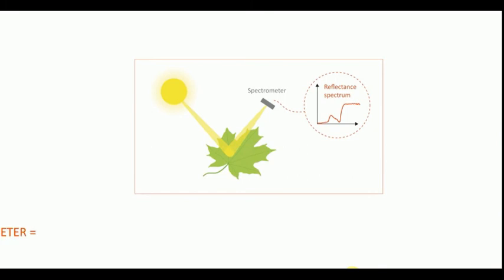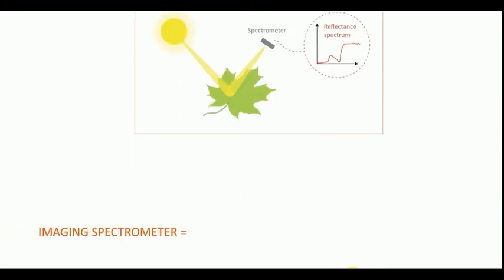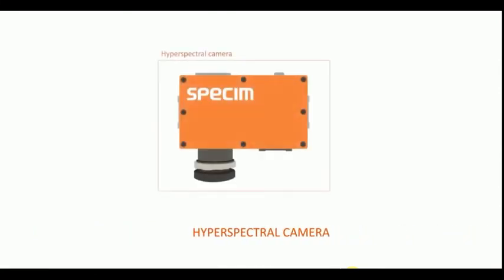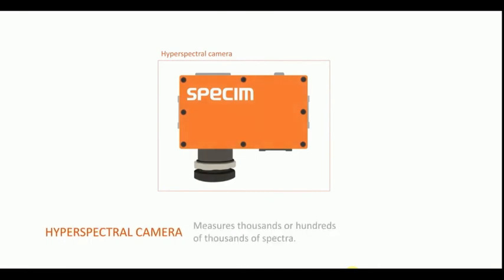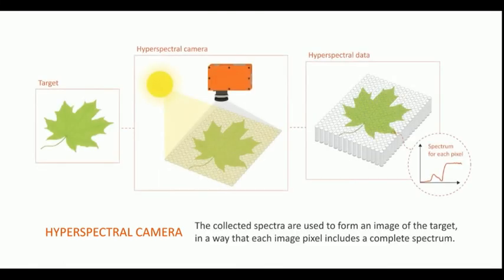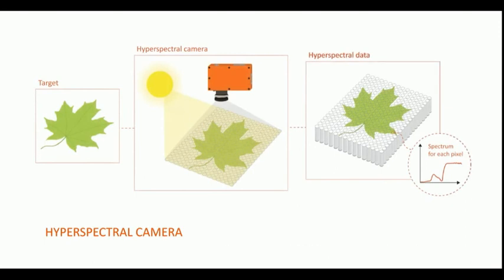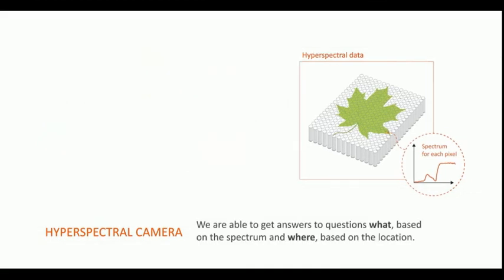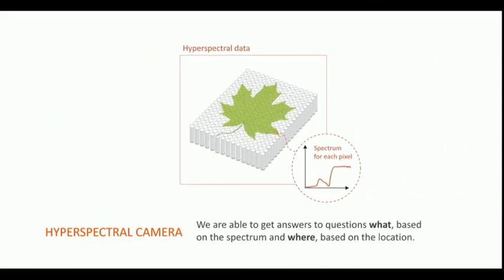Hyperspectral imaging uses an imaging spectrometer to collect spectral information. This device is also called a hyperspectral camera. With a hyperspectral camera, we are measuring thousands or hundreds of thousands of spectra instead of a single spectrum. The collected spectra are used to form an image of the target in a way that each image pixel includes a complete spectrum. By doing this, we are able to get answers to questions what, based on the spectrum, and where, based on the location.